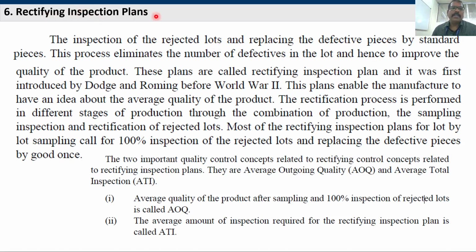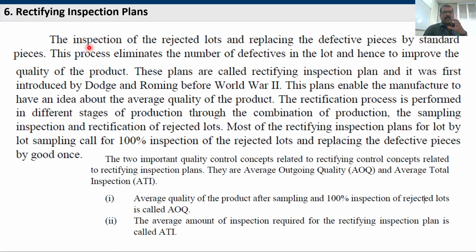And rectifying inspection plans. Under the rectifying inspection plan, you have two concepts, AOQ and ATI. We'll go into detail about this. What is a rectifying inspection plan? It is the inspection of the rejected lots and replacing the defective pieces with standard pieces.